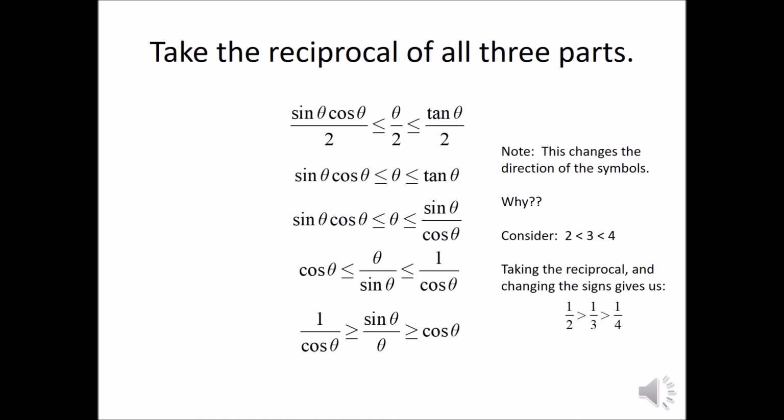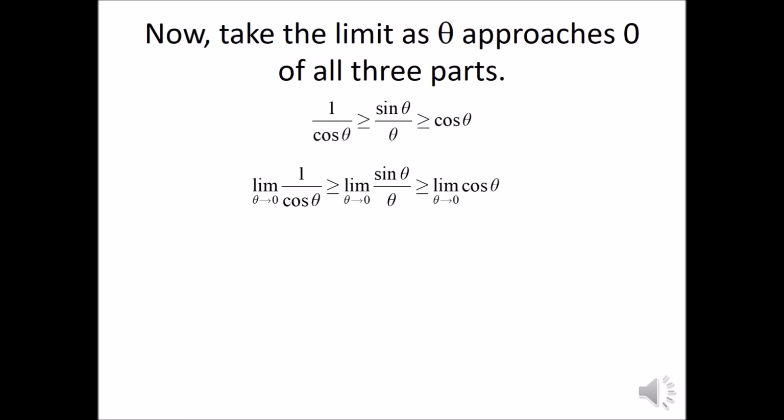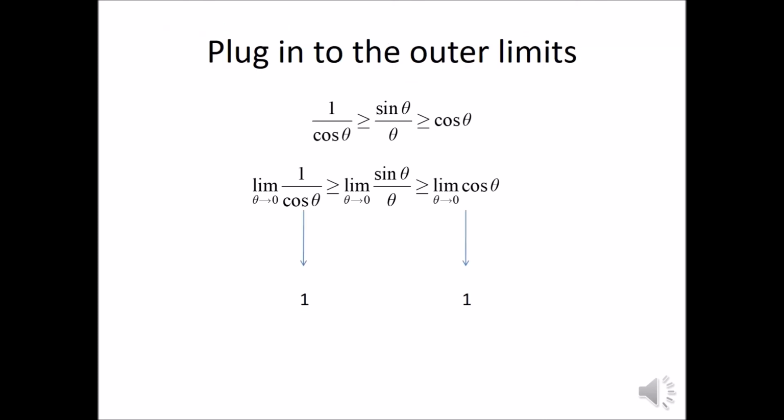Let me put some limits over here. Let me take the limit as theta approaches 0 of all three of these pieces. And then let me find the limit. The limit in the middle is my special trig limit that I'm trying to prove. But for the limit on the left, you're going to plug 0 in for theta. You're going to get 1 over the cosine of 0. Cosine of 0 is 1. 1 over 1 is 1. Plug in 0 over here. I guess I already did that. Cosine of 0 is 1. Both of those are going to be 1.